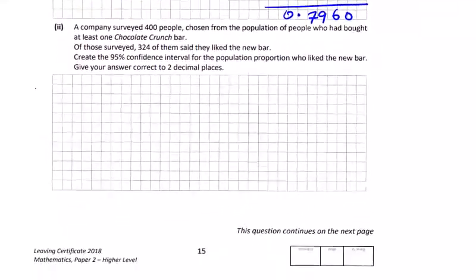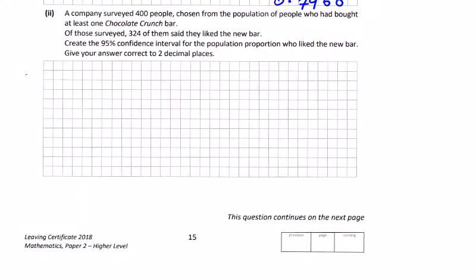A company surveyed 400 people chosen from the population who bought the bar. 324 said they liked it. Population proportion 324 out of 400. Divides evenly, 0.81, which is p. 1 minus p has to be 0.19.